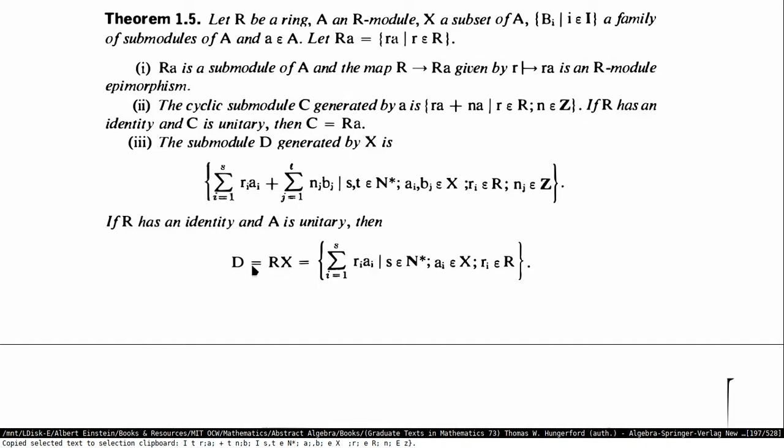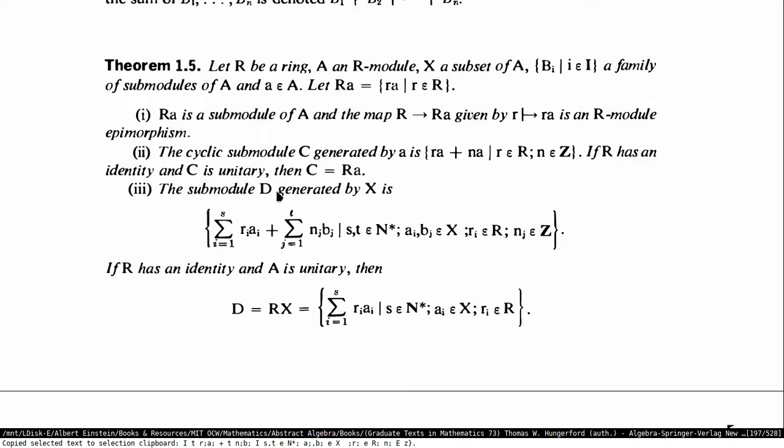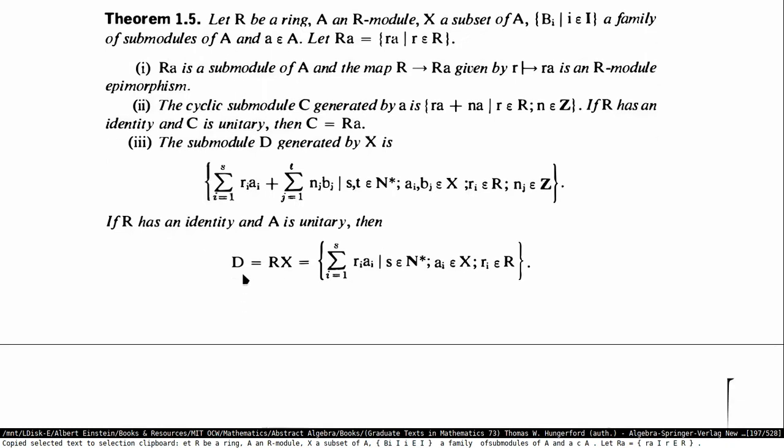But if R has an identity and A is a unitary module, then D is going to be just R times X.